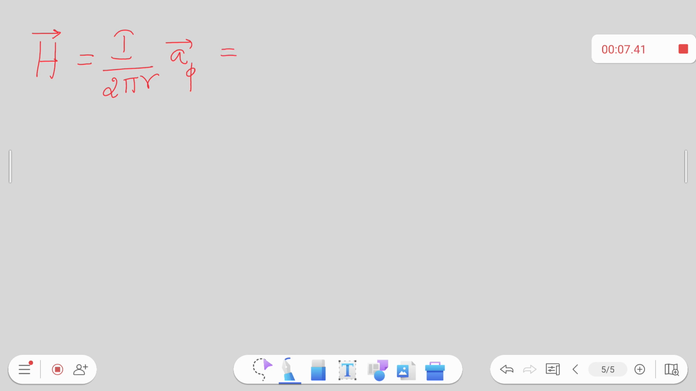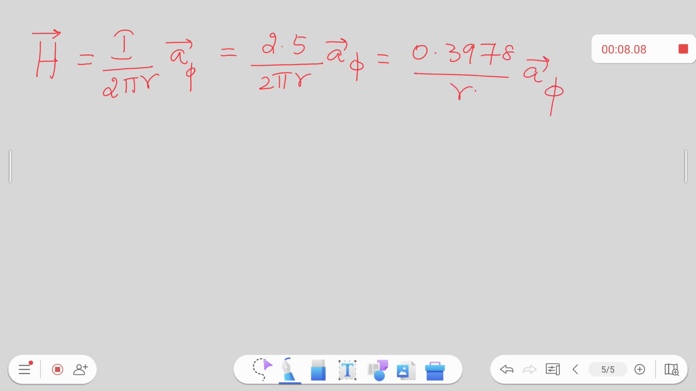We know the current passing through this is 2.5 ampere, it is given in the problem, divided by 2 pi r. We don't know the r value, it is given in the form of a range from 0.01 to 0.05 meter. So just substitute r as it is into A vector phi. If I simplify this, my answer will be 0.3978 by r A vector phi. This is my H vector.